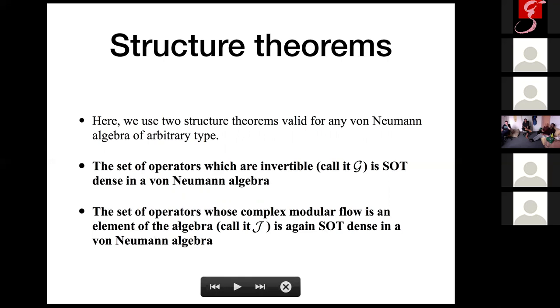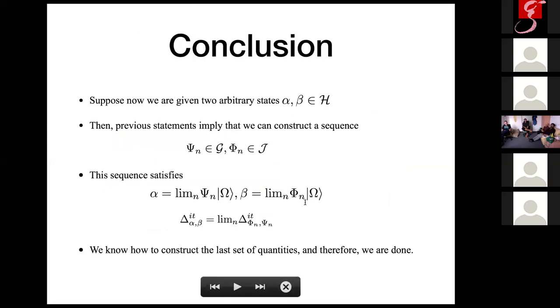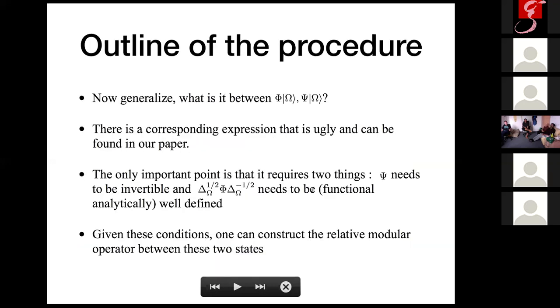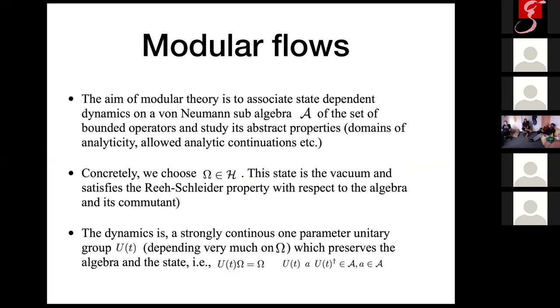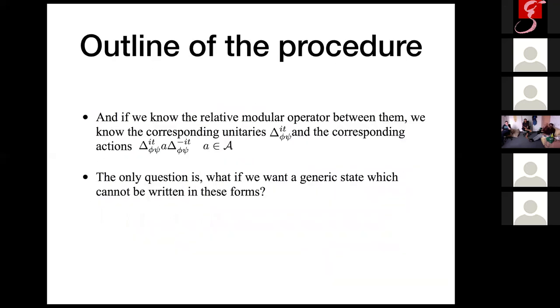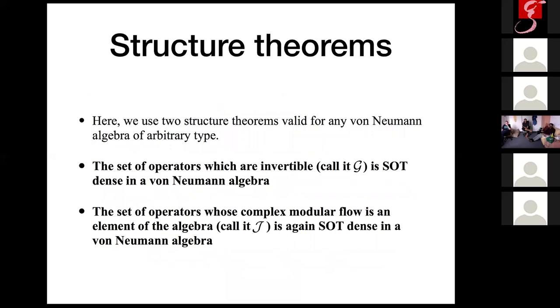This second statement was proven by Takesaki, I think. And this first statement, I found it in some obscure French paper. Now, combining these two statements and the fact that omega is cyclic. I again mentioned cyclicity, so what do I mean by cyclic? Cyclicity means that if I take omega and act on it with operators from script A, you get a set of states. That set of states is again dense in the Hilbert space. Any element in the Hilbert space can be approximated by vectors of that form. So let me be clear: these things were already known, that script G and script J were SOT dense in the one-normal algebra.